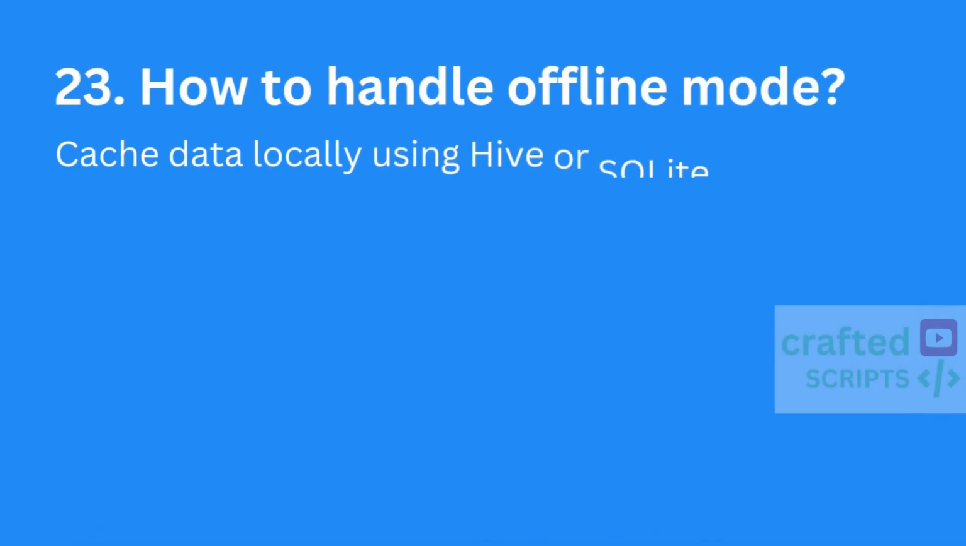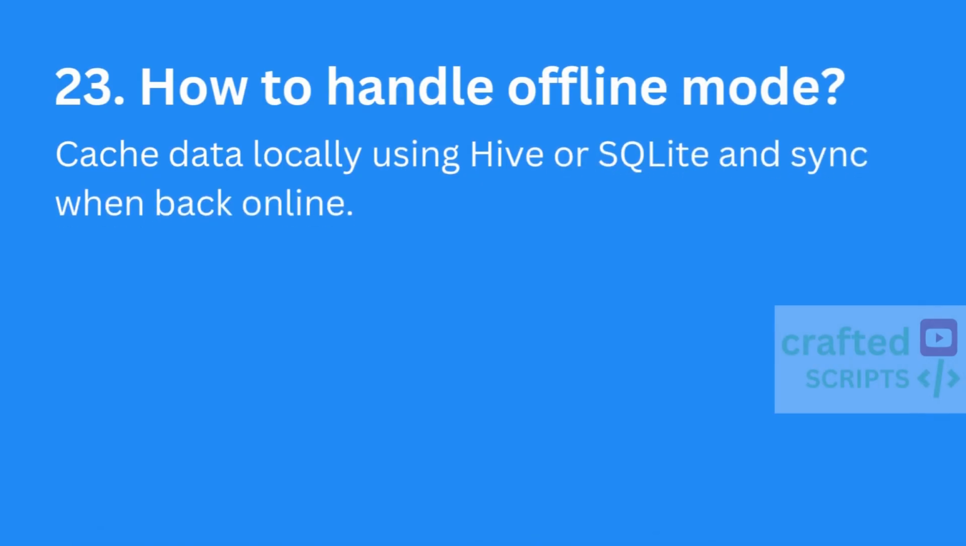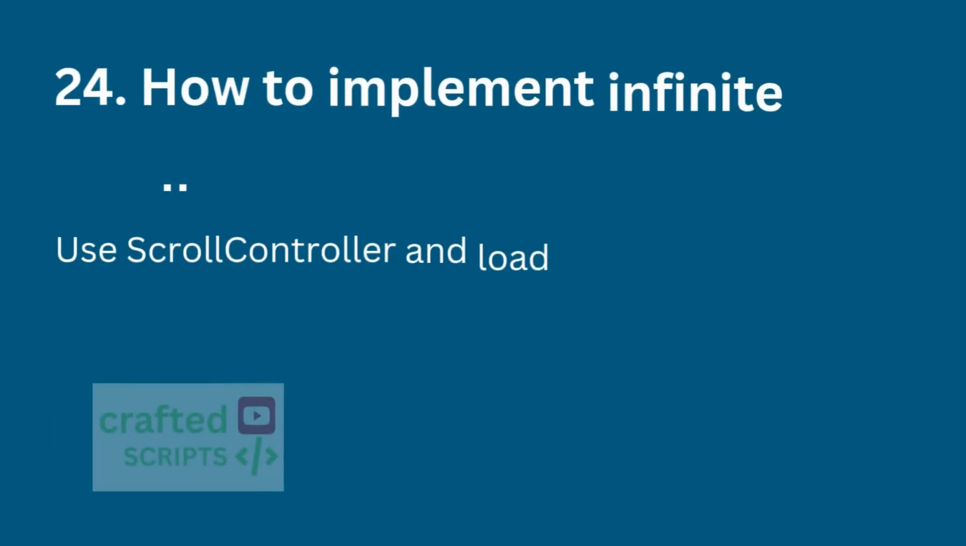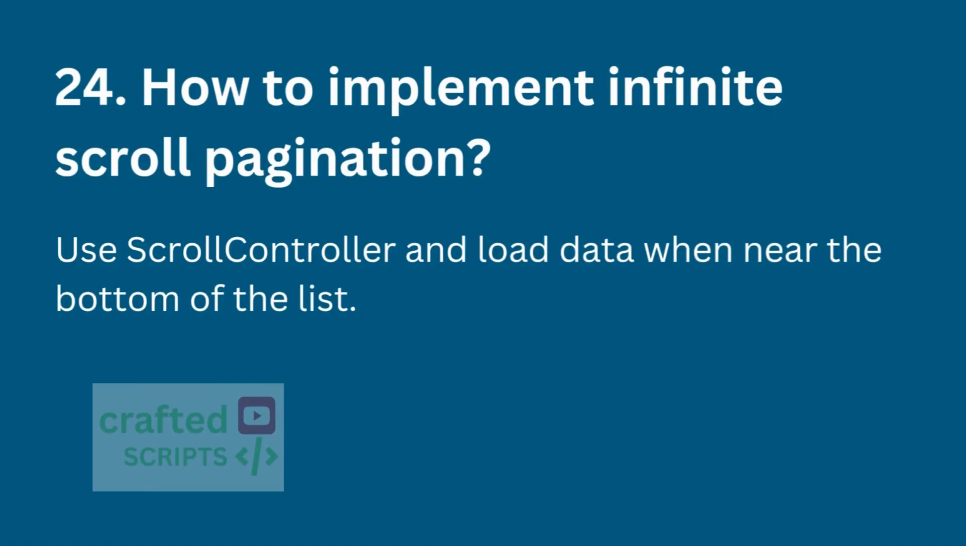Question number 23. How to handle offline mode? Cache data locally using Hive or SQLite and sync when back online. Question number 24. How to implement infinite scroll pagination? Use ScrollController and load data when near the bottom of the list.